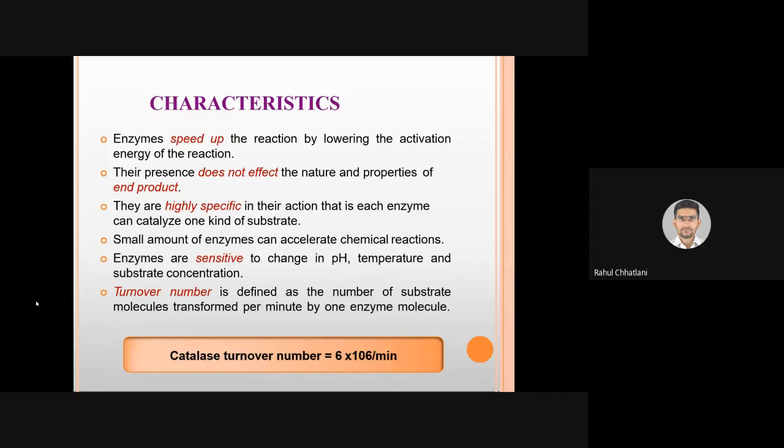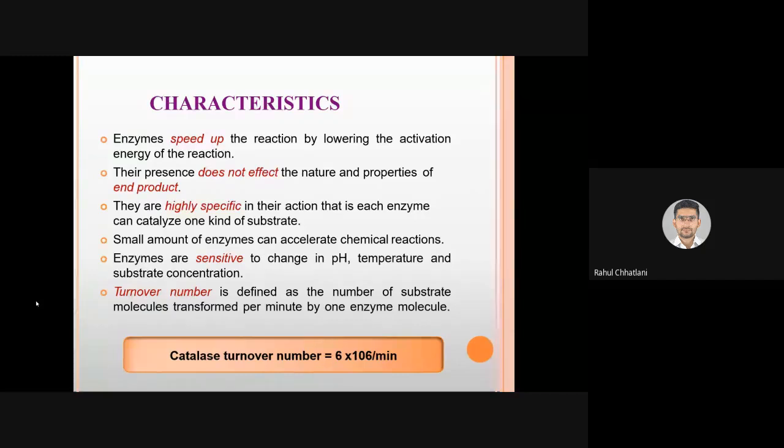Catalysis part, what we talked about: two, binding and catalysis action. Yes, in action we saw the active site. So for catalysis, turnover number is 6 into 10 raised to 6 per minute. Yes, 6 into 10 raised to 6, 6 followed by 6 zeros. This many substrate molecules per minute are converted into product by one enzyme molecule.